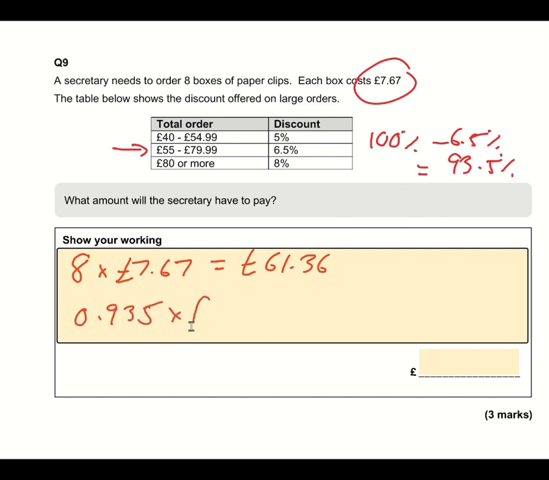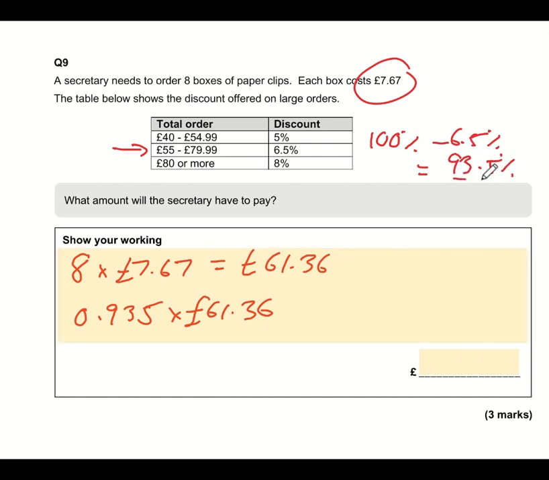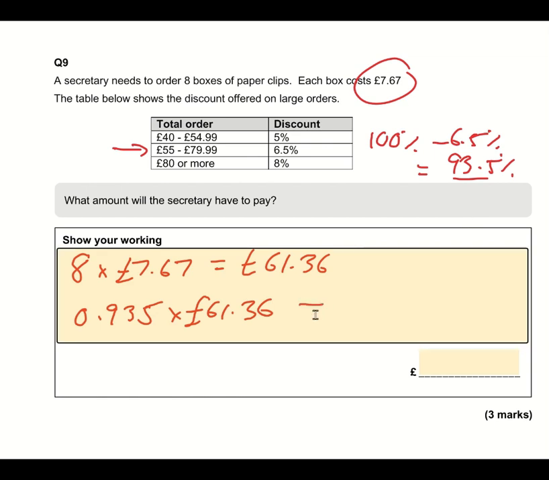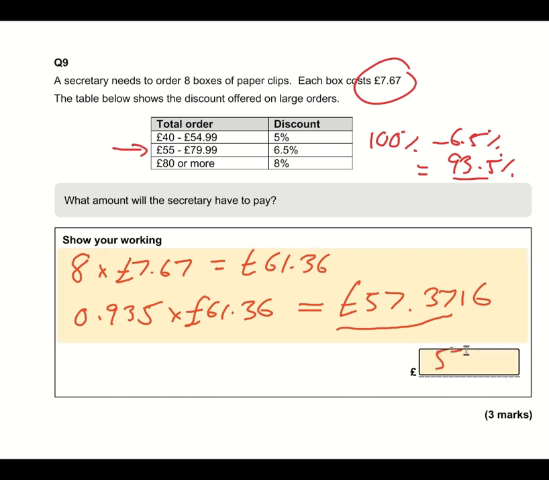The calculation is 0.935 multiplied by 61.36. And if you're not sure where this figure comes from, this is the percentage multiplier for 93.5%. It's the decimal equivalent of this percentage, in other words, this figure divided by 100. 0.935 multiplied by £61.36 comes to £57.3716. Since this is a price, it would make sense to round it to 2 decimal places, so that's simply £57.37.